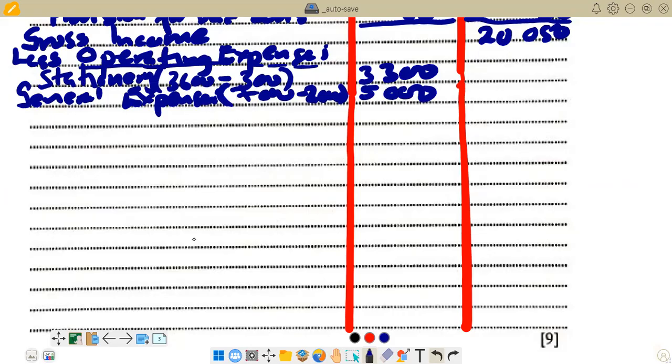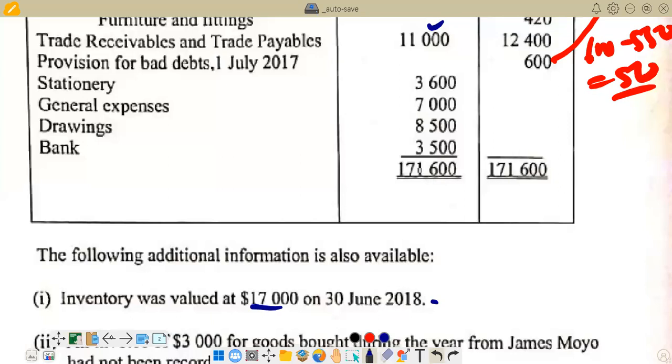And then after general expenses again, we would want to see what we have. We have drawings. Drawings are not expenses. They are going to be adjusted in the statement of financial position or the balance sheet, as they are going to reduce the capital figure. We are going to subtract them under the equity section. And then lastly, we have got bank. So we've exhausted all the expenses, but still we have depreciation.